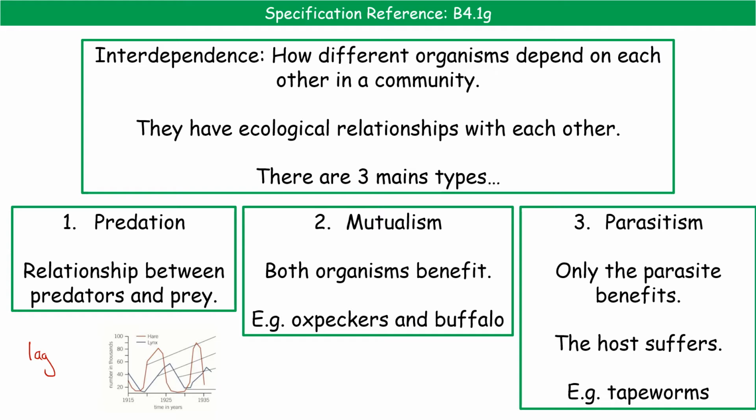And then third one, parasitism. This is where only the parasite benefits. The host is going to suffer as a result of this relationship. Best example, tapeworms. Tapeworm is the parasite, so it quite happily embeds itself in the wall of your intestines and then feeds on everything you eat. So the tapeworm gets a lovely environment to live in, it gets a nice source of food from everything you're eating. You, however, are not getting the nutrients you need. You are going to suffer as a result.